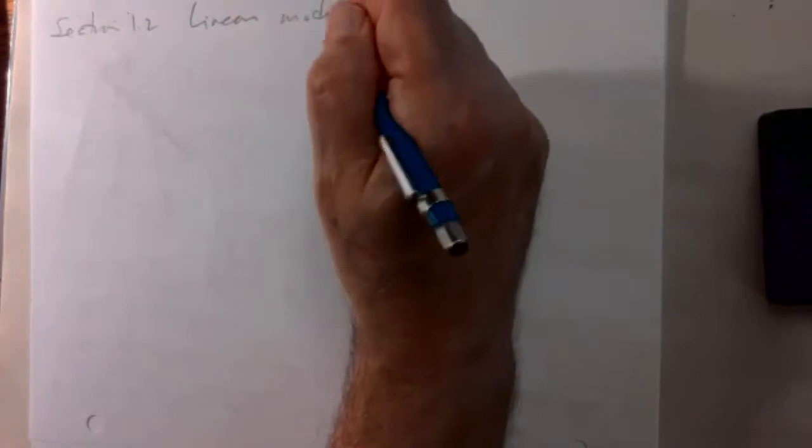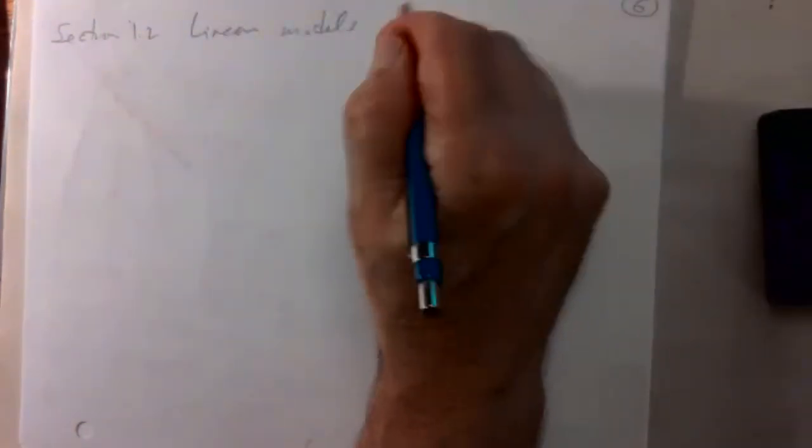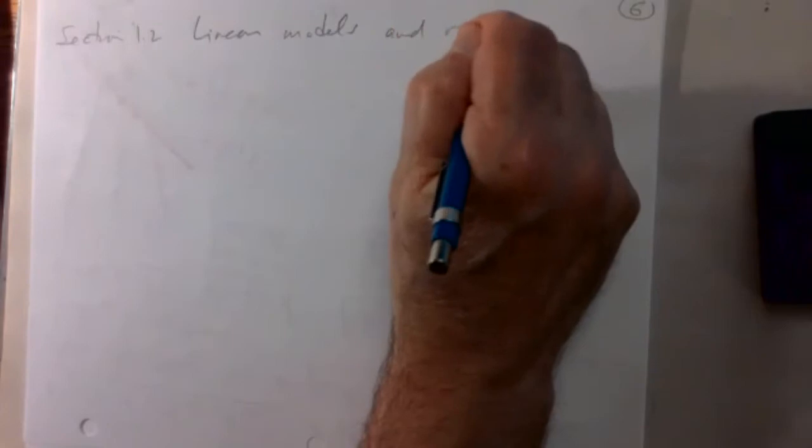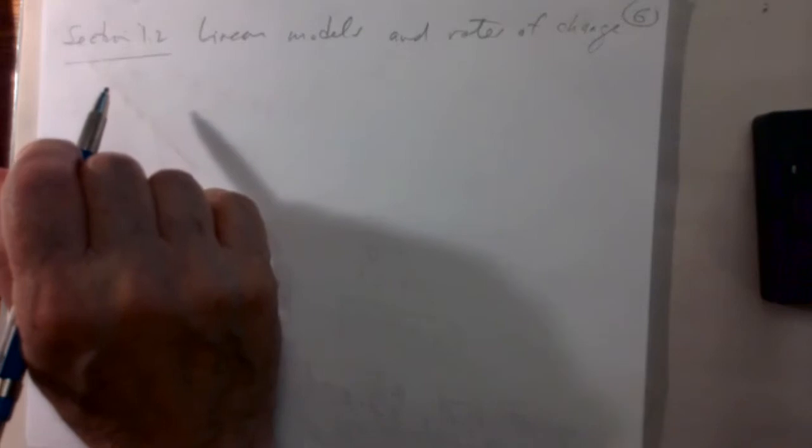Section 1.2 is called linear models and rates of change. And this is, again, just a review of what you spent a lot of time in high school learning about, which is namely straight lines.